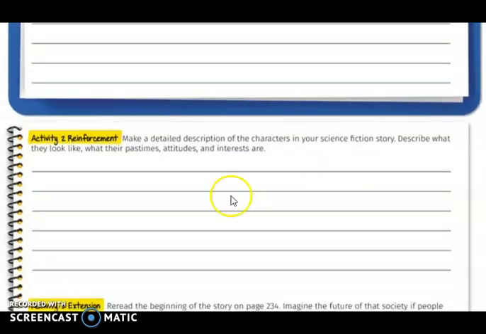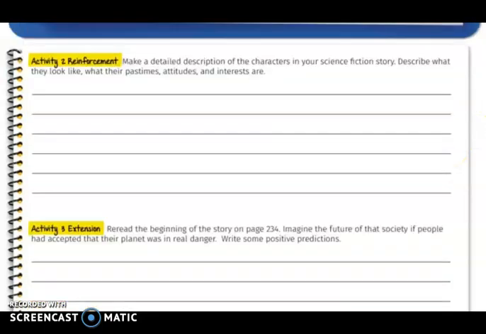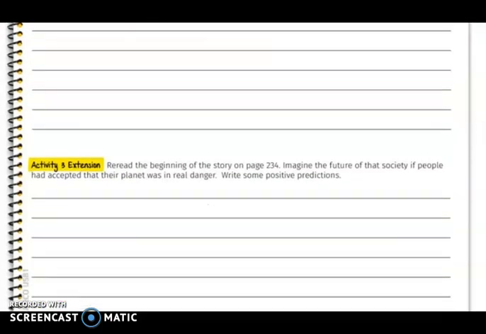Okay, to do this part, you already have to have worked on the portfolio activity where you had to write the science fiction story. Then you are going to describe what they look like, what their pastimes, attitudes, and interests are. So here you are going to describe your characters. Okay, how are they? How do you imagine them?